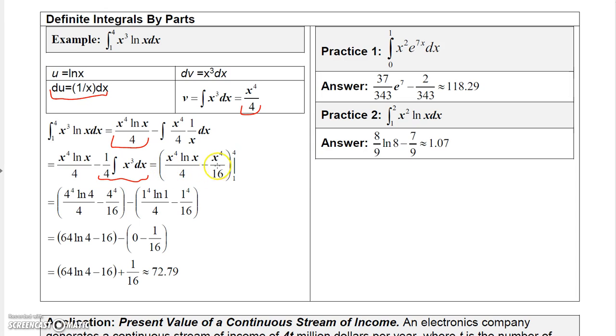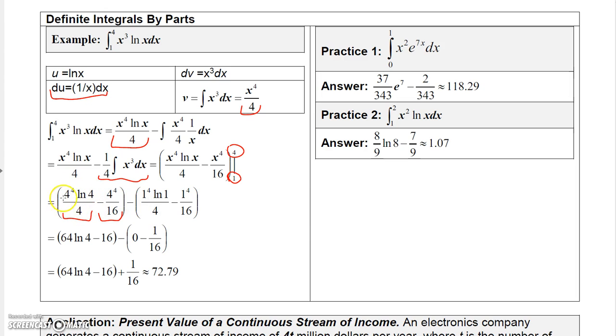So I've got this entire function, and I'm integrating from 1 to 4. So what I have to do is evaluate this at 4. So I'd have 4 to the fourth times natural log of 4 over 4 for the first term, and then minus 4 to the 4 over 16 for the second term. But that's only for the first part of the fundamental theorem of calculus. Then I've got to evaluate this at 1. So I have 1 to the fourth times natural log of 1 over 4 minus 1 to the fourth over 16. Well, let's see if we can figure this out.